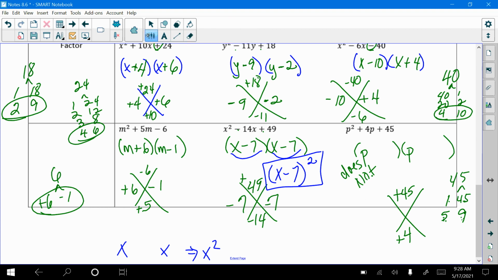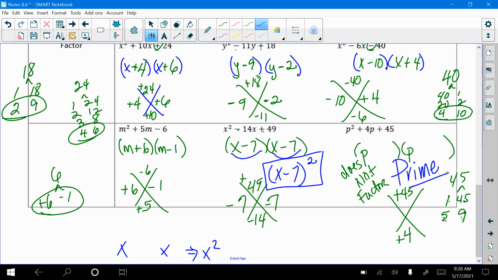Okay, when it does not factor, we're going to call it prime. So if it doesn't factor, it's prime. Kind of like the number 13. You can't break it down other than 13 and 1. It's prime. This is a prime binomial.